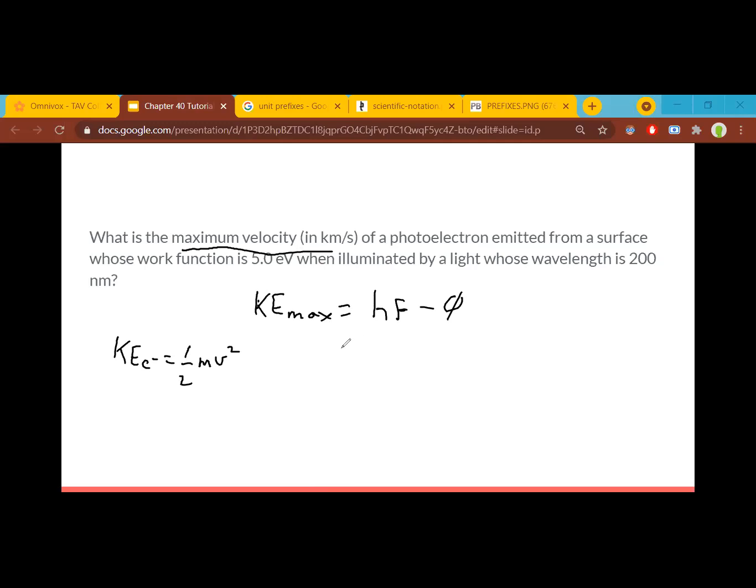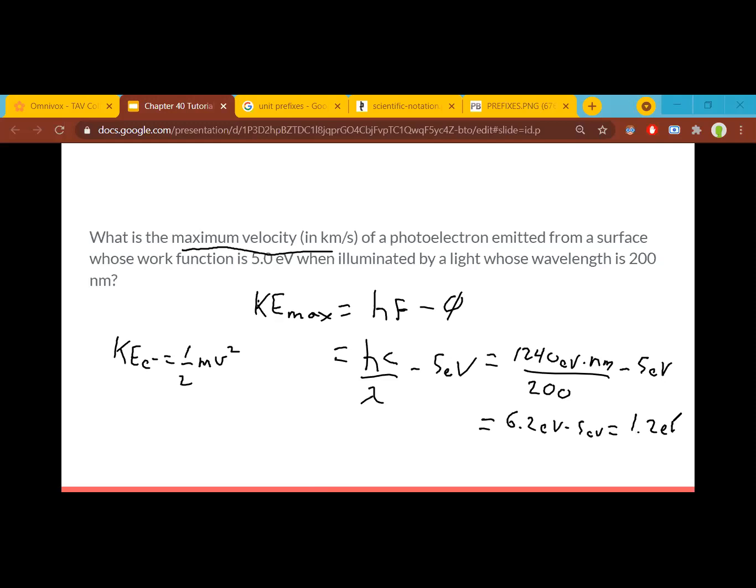We have the wavelength of light, so we can actually write this formula in terms of wavelength. We know the work function is 5 electron volts, so that would give us, wait, that's nanometers. So I'm dividing by the wavelength of light that's illuminating the plate. That tells you how much energy the electron gets, minus the work function 5 eV. So this fraction is 6.2, and we get 1.2 electron volts, which will be the max kinetic energy of the electrons.